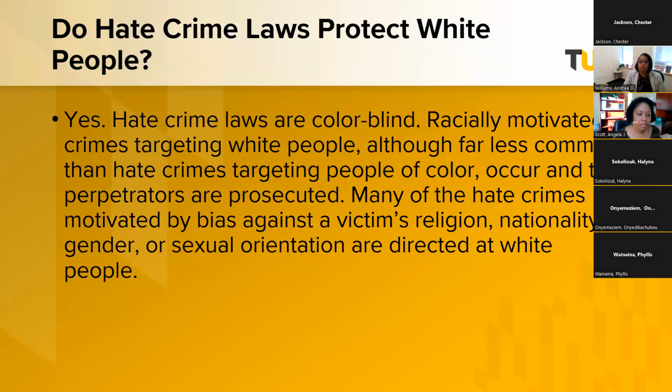Do hate crime laws protect white people? This is another frequently asked question we get. Yes, hate crimes are colorblind. Racially motivated crimes targeting white people, although they're not very common, are still protected under it. And many hate crimes motivated by bias against a victim's religion, nationality, gender, or sexual orientation are directed at a white person.